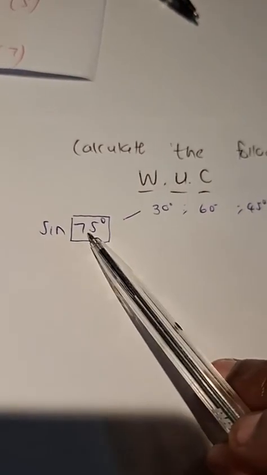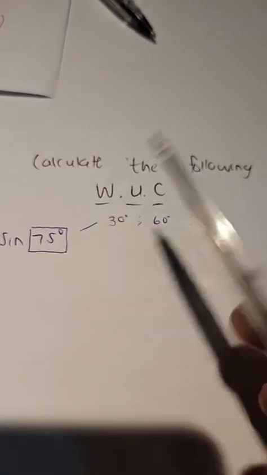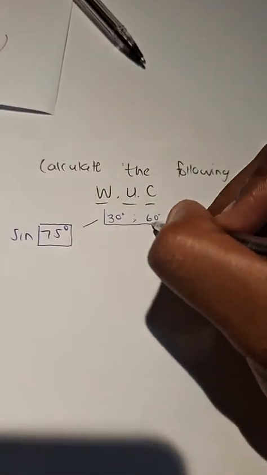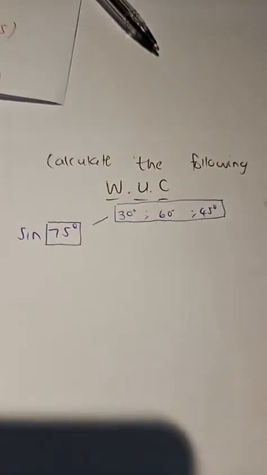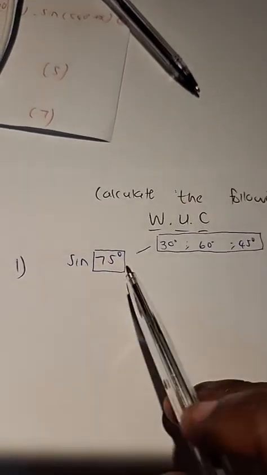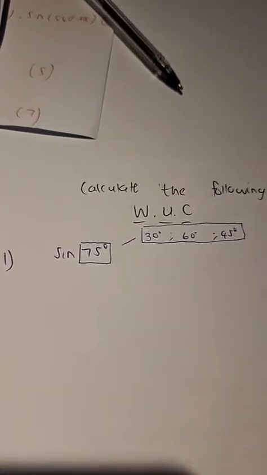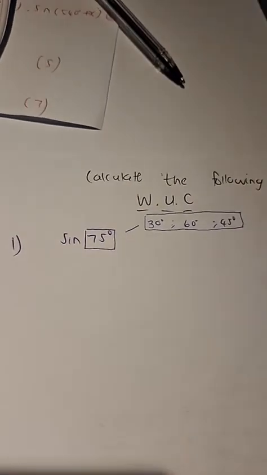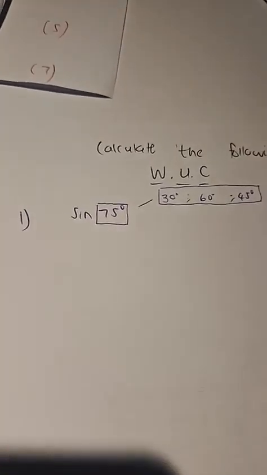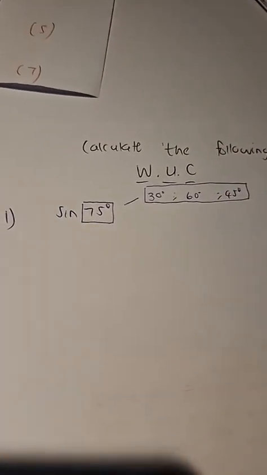So what you have here is 75 degrees, and what you want to do is use your special angles to formulate a compound angle, an addition or a subtraction of two angles that will give you 75 degrees using your special angles. So Anati Tafeni, you are very much spot on.